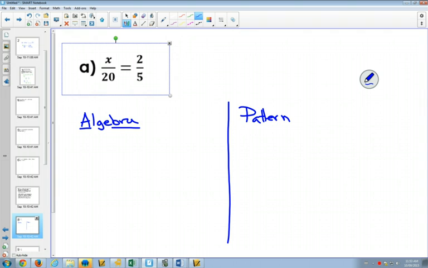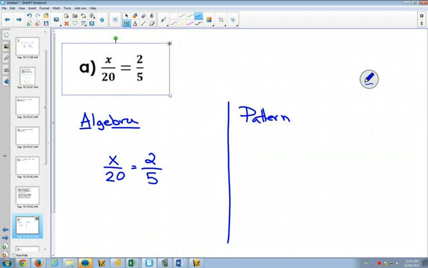So here we've got x over 20 is equal to 2 over 5. And this is an equation. It's an equation because there's an equal sign. In math, we say it's an equation if we have an equal sign. And one of the things from equation solving that you might remember from grade 9 is that if you do something to one side of the equation, you have to do the same thing to the other side to keep them equal. It's almost like a balance beam. If I have a balance beam like this and they're equal, if I add 2 to this side, they're not going to be equal. I need to add 2 to the other side as well to keep it equal.